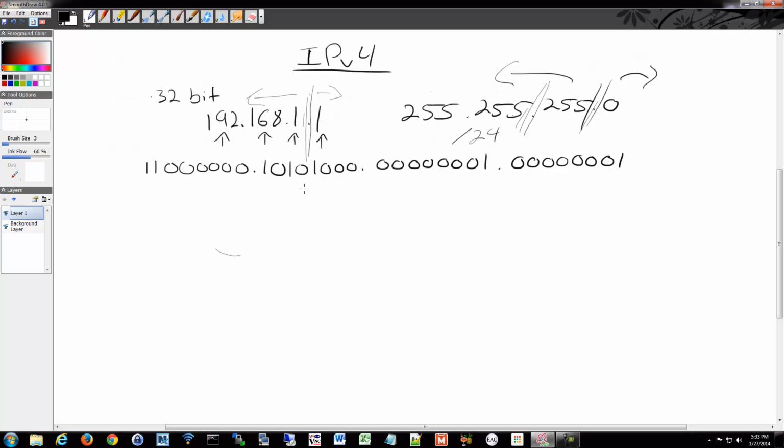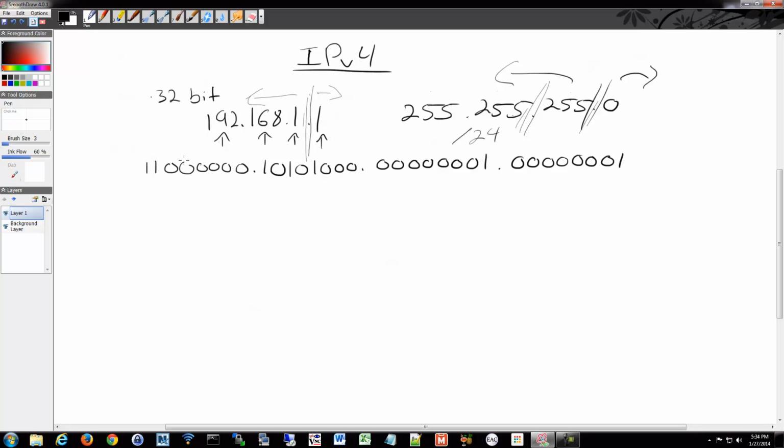So that's what it looks like in binary here, if we convert 192.168.1.1 into binary. So how does that work? We're going to take 192 and turn it into binary. You're probably going to have to do this quite a bit over time, so get used to doing this kind of system.